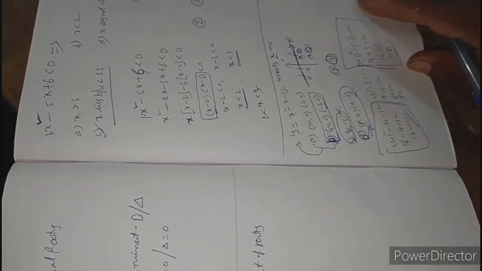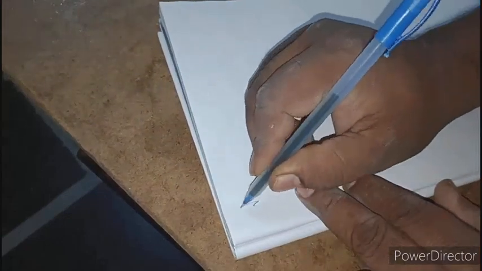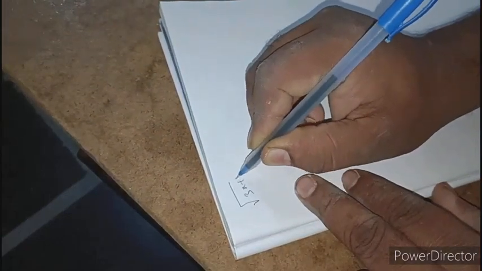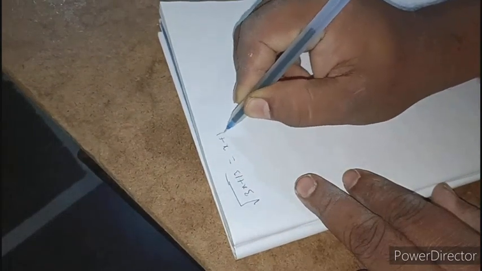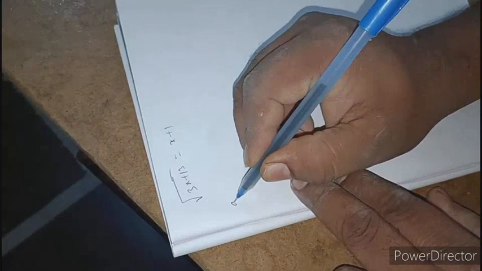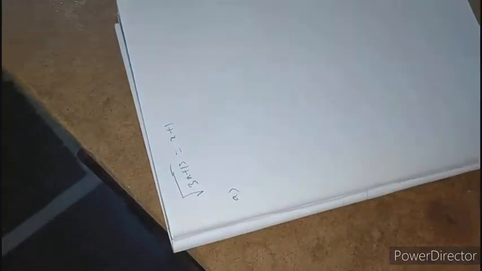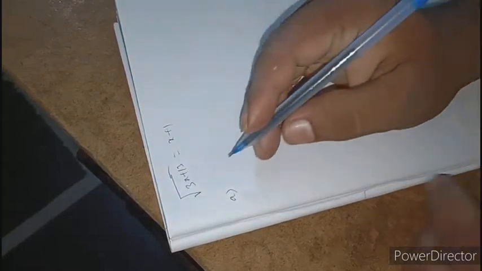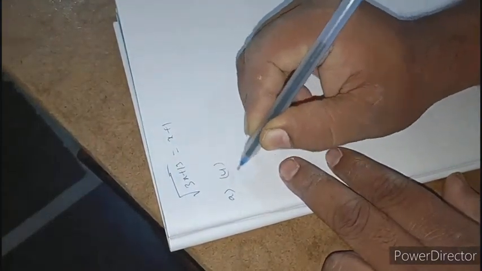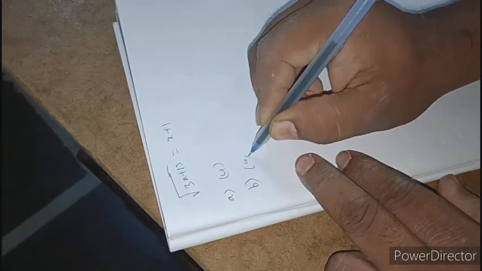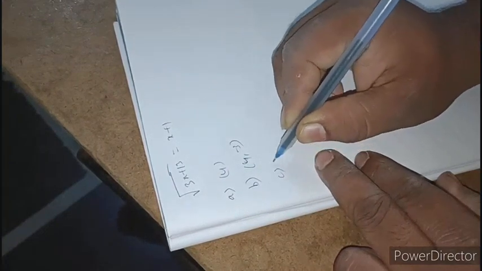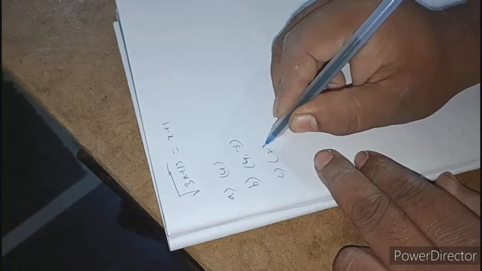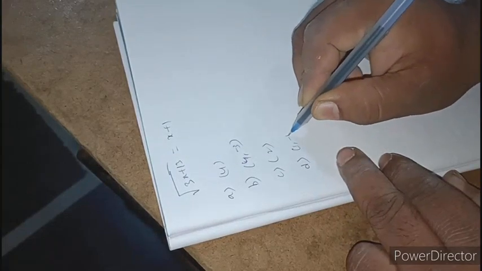And the next one is the fifth question: square root of 3x plus 13 equals x plus 1. The solution set of this equation: option A is 4, option B is 4 comma minus 3, option C is 2, option D is 1 comma minus 1.